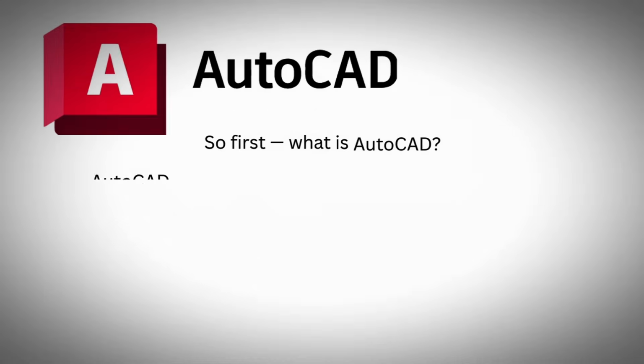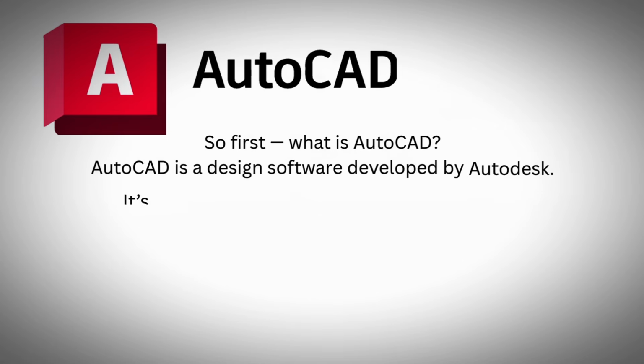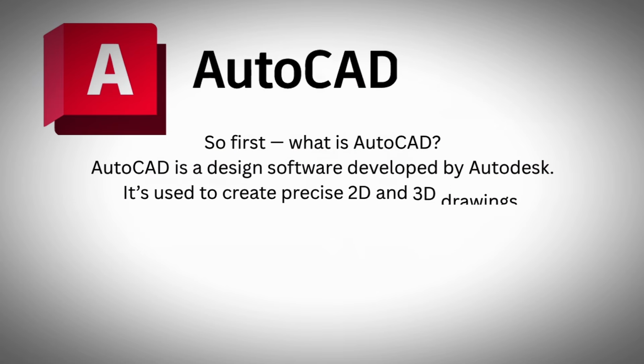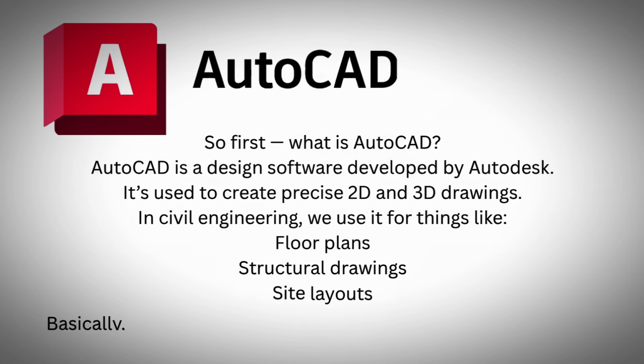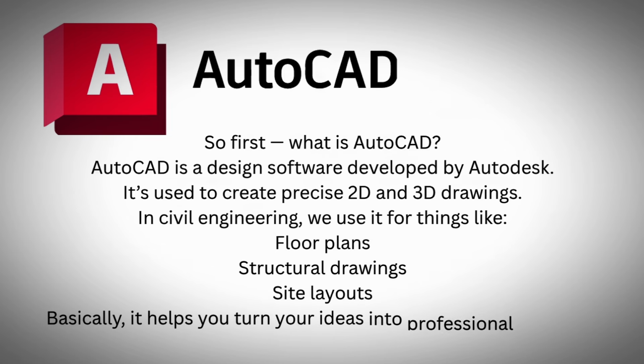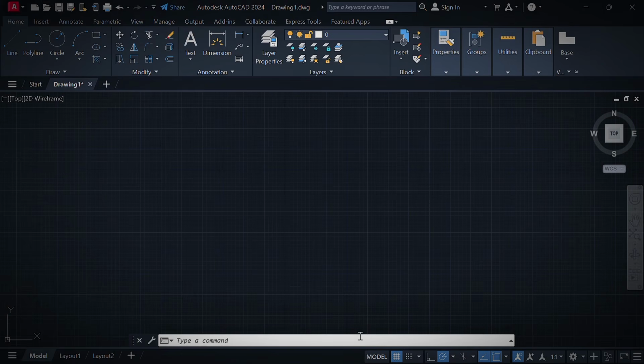So first, what is AutoCAD? AutoCAD is a design software developed by Autodesk. It's used to create precise 2D and 3D drawings. In civil engineering, we use it for things like floor plans, structural drawings, site layout. Basically, it helps you turn your ideas into professional drawings. Now, let's open our AutoCAD software.